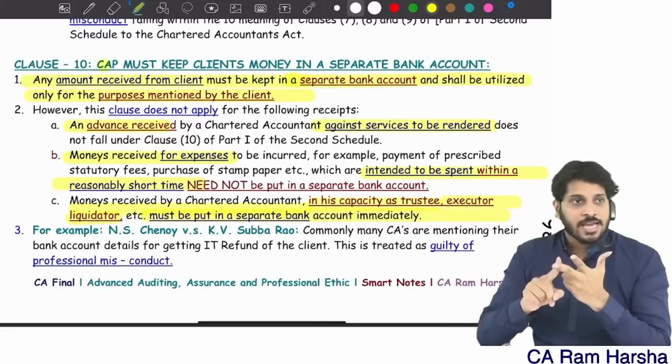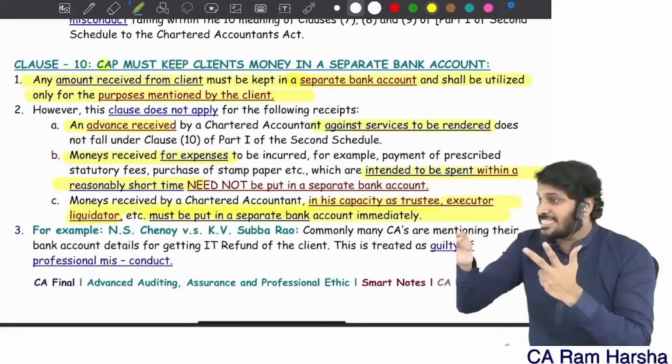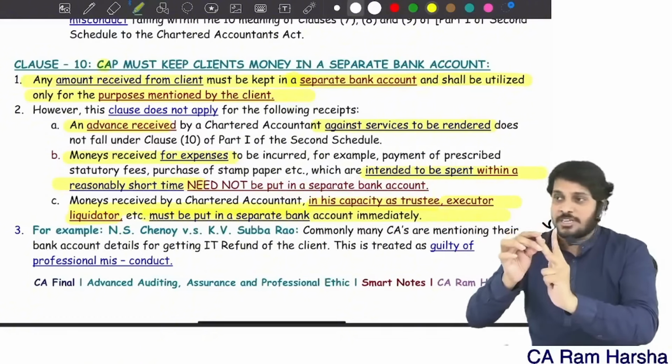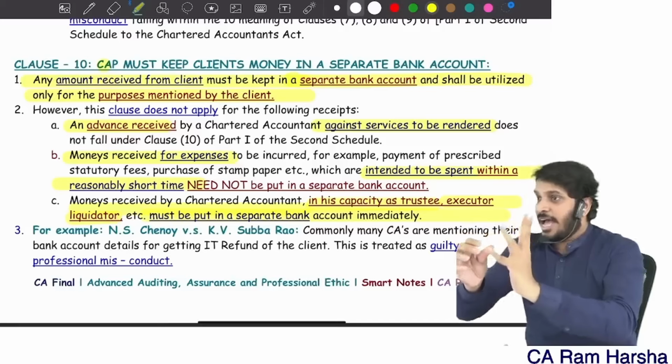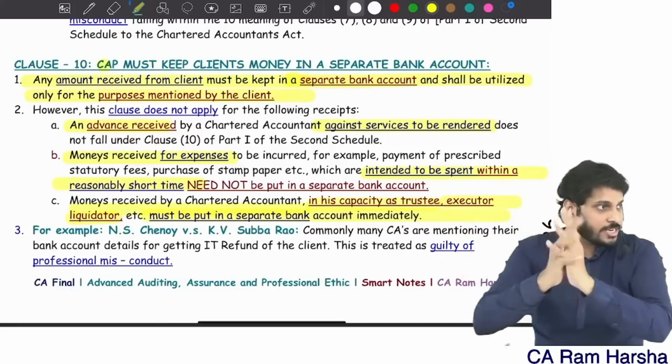Clause number 3. A CA in practice is deemed to be guilty of professional misconduct if he signs an earnings estimate. However, this guilt will not apply if all sources of information are given, assumptions used are given, and the fact that he has not vouched the accuracy of the information is stated, then he is not treated as guilty.